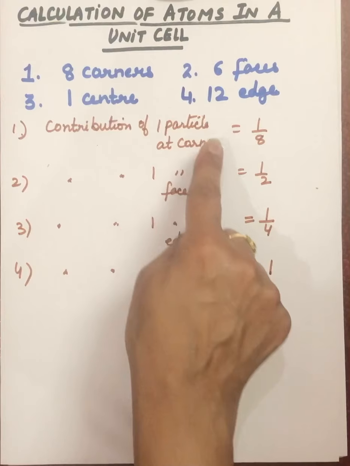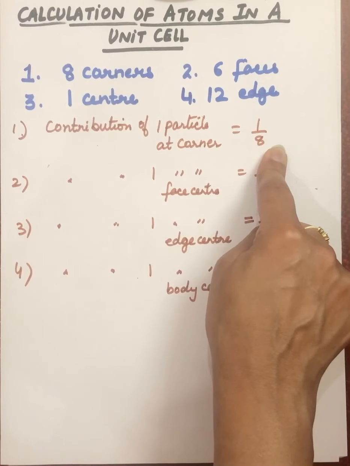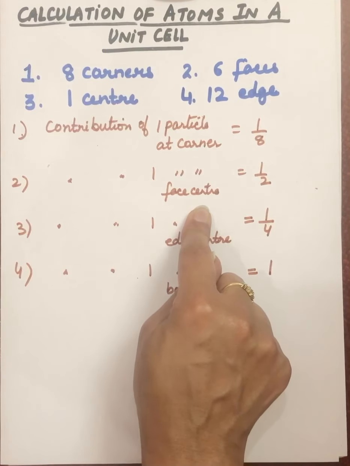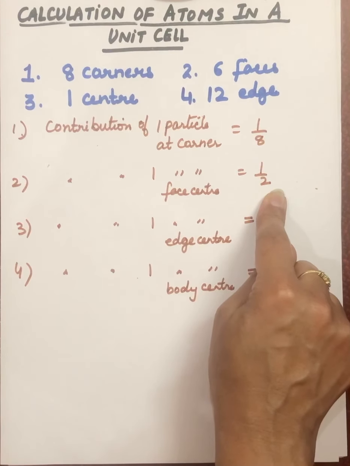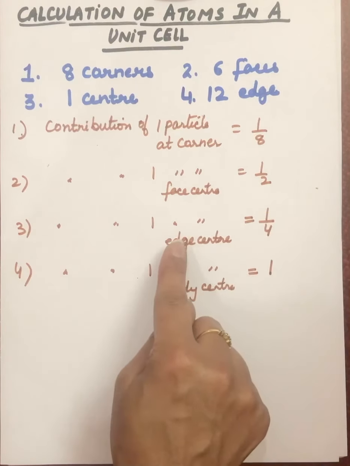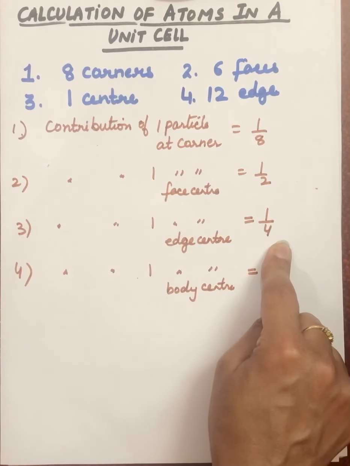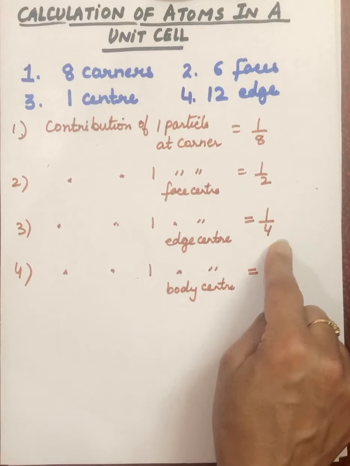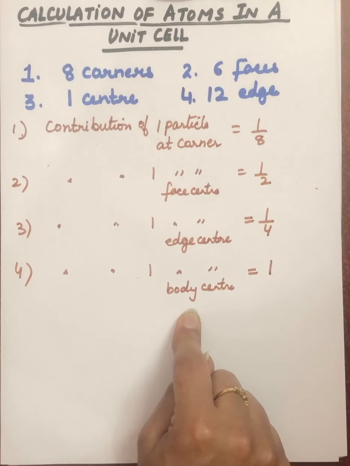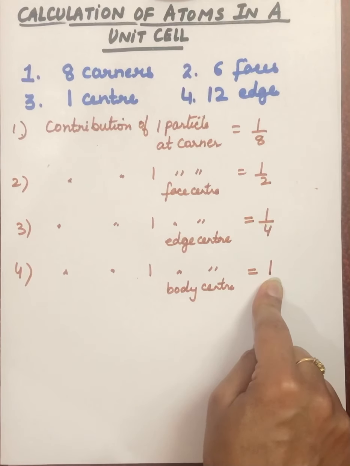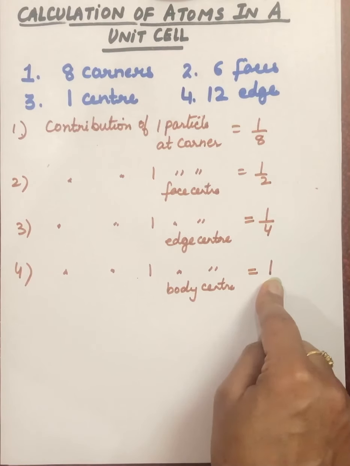Contribution of one particle at corner is how much? 1 by 8. Contribution of one particle at face center is 1 by 2 to 1 unit cell. And contribution of one particle at edge center is 1 by 4 to 1 unit cell. And contribution of one particle which is at the body center is 1. It entirely belongs to that unit cell.